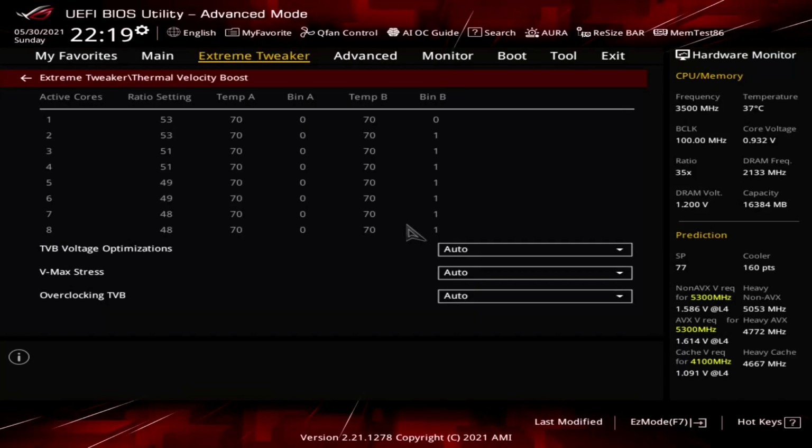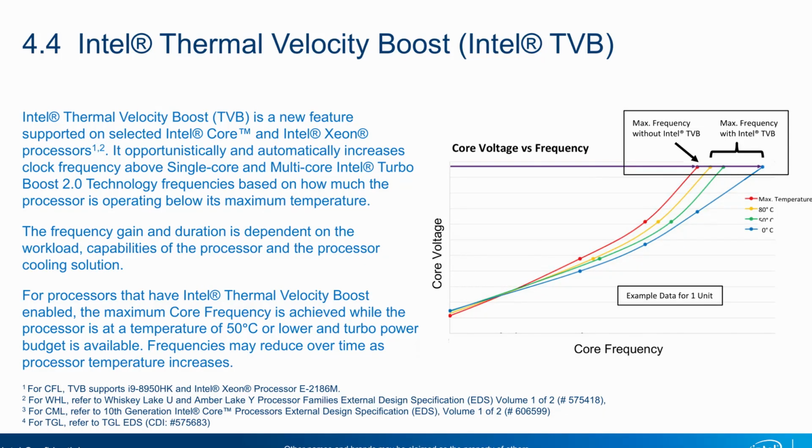In 2018, Intel introduced Thermal Velocity Boost along with the Core i9-8950HK flagship mobile processor. Thermal Velocity Boost opportunistically increases the clock frequency above the Turbo Boost 2.0 maximum ratios, depending on how much the CPU temperature is below the maximum temperature. The frequency gain and duration depends on the workload, the capabilities of the processor, and the processor cooling solution.